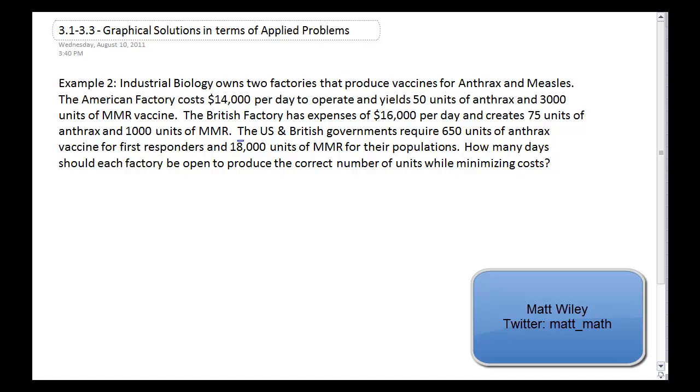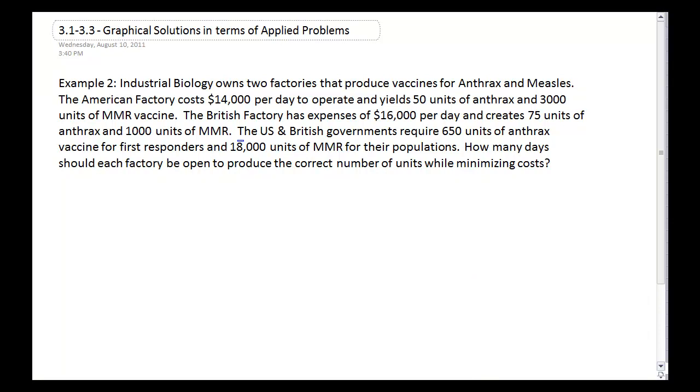This continues with the method of corners, graphical solutions, presented in terms of applied problems in Chapter 3. So the second example is going to be a minimization problem. Industrial Biology owns 2 factories that produce anthrax vaccines and measles vaccines.